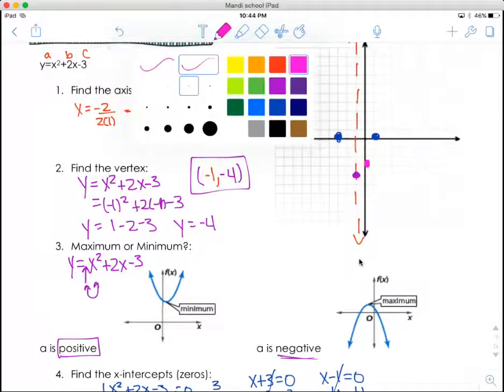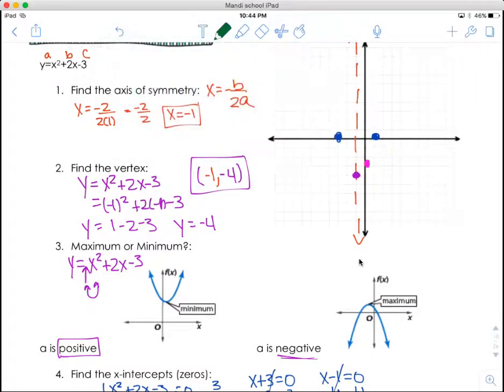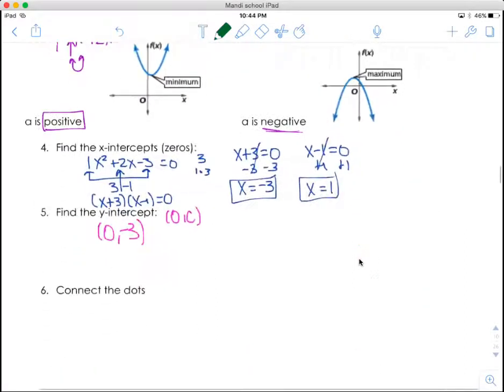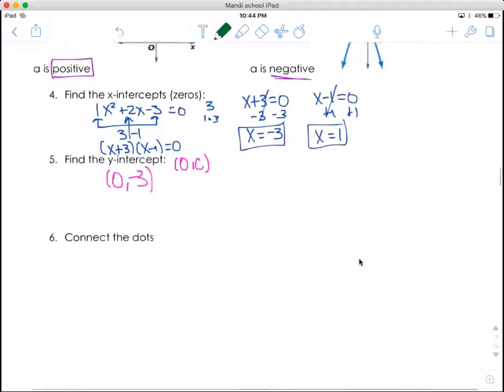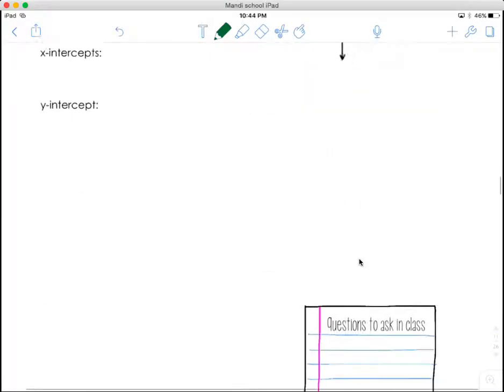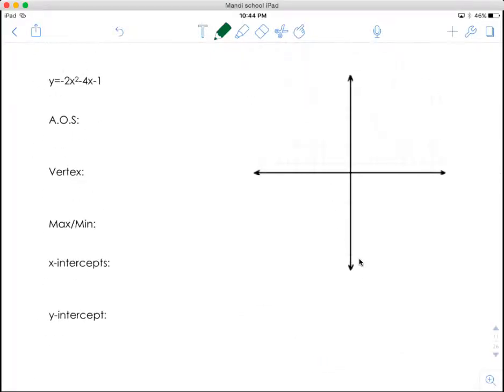The last step is to connect your dots. And we know that we can reflect that over the axis of symmetry. Whoops, that's ugly. Let's try that again. A little bit better. You want to try to hit the dots maybe a little bit better than I did, because I completely missed my y-intercept there. And those are the steps to graph. So we have another one that we're going to do in class together. And then you should be ready to do this on your own.